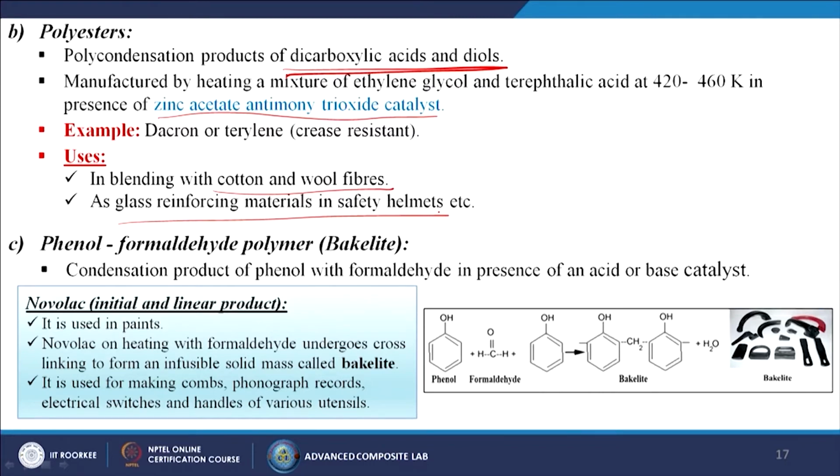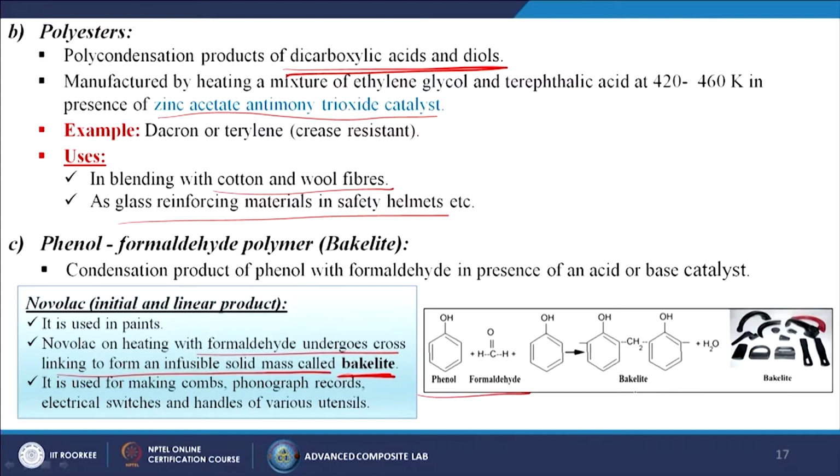Next, we give the example of phenol formaldehyde polymers, which are known as Bakelite. It is the condensation product of phenol with formaldehyde in the presence of an acid or base catalyst. Novolac is the initial, linear product, and nowadays it is used in paints. On heating with formaldehyde, it undergoes cross linking to form an infusible solid mass called Bakelite. It is used for making combs, phonograph records, electrical switches and handles of various utensils. It is very hard and temperature resistant.